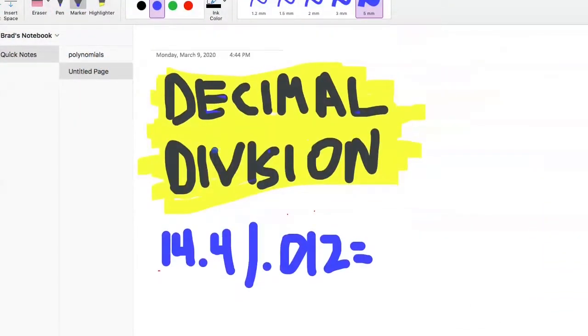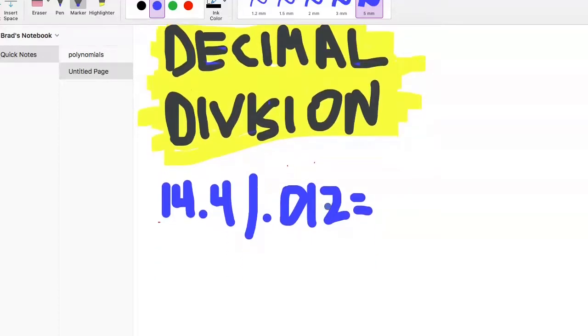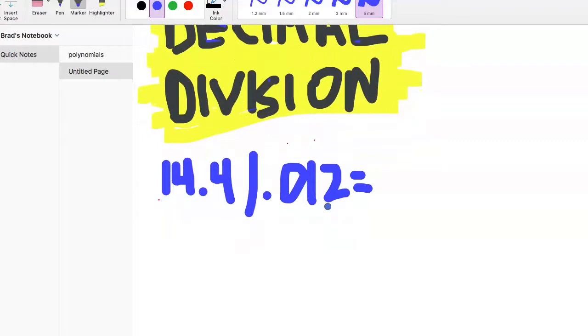All right, guys, decimal division. So this one can easily throw people off. When you look at our first question here, 14.4 divided by 0.012, and we don't have a calculator, it's like, oh man, this crazy decimal division. Who in the world could even guess at what this answer is? Okay, so let's show you the trick on how to do this.